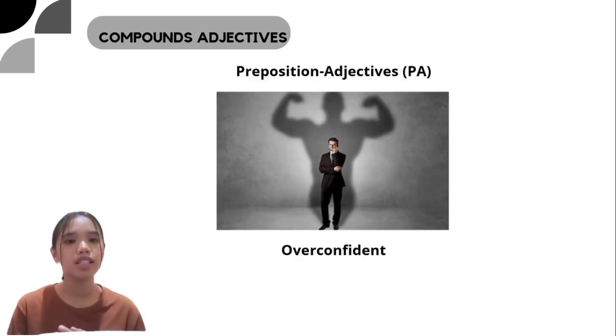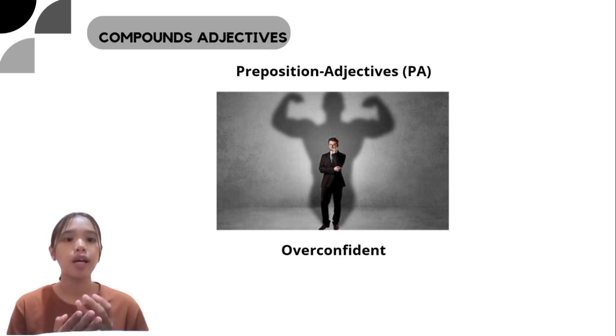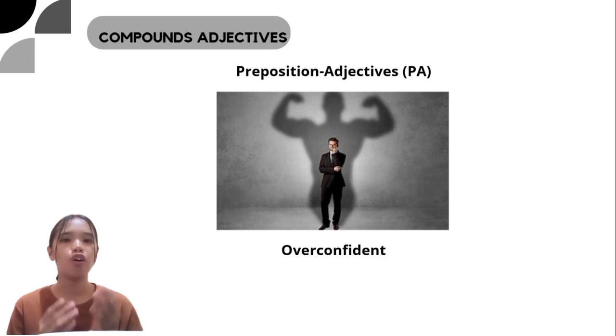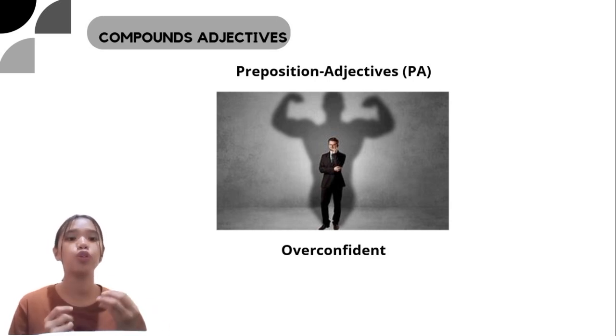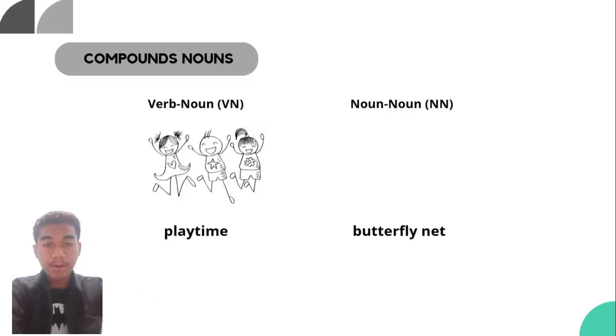And the last type is preposition adjective. This type is a preposition followed by an adjective. So a preposition at the beginning adds meaning to an adjective. For example, overconfident, it means too confident, more than usual. So in each of these examples, the last part, or head, carries the main meaning while the first part adds extra details.